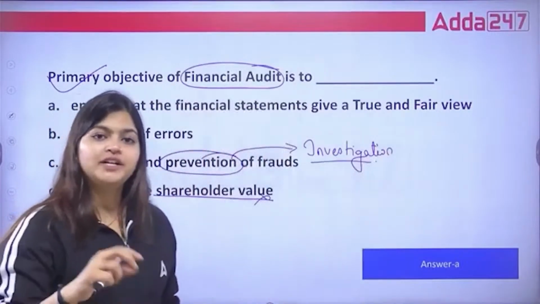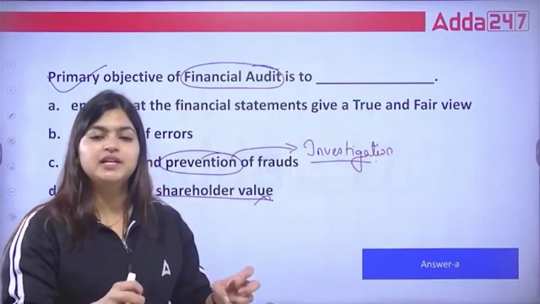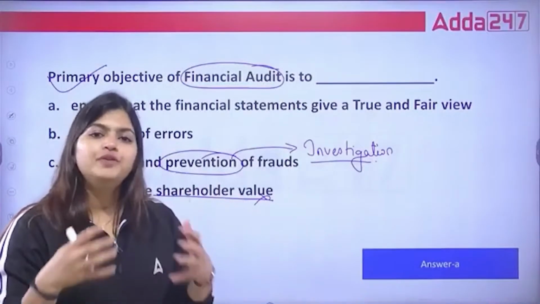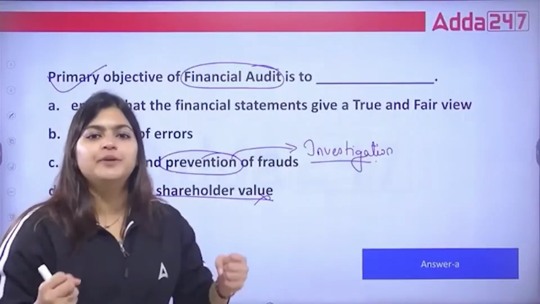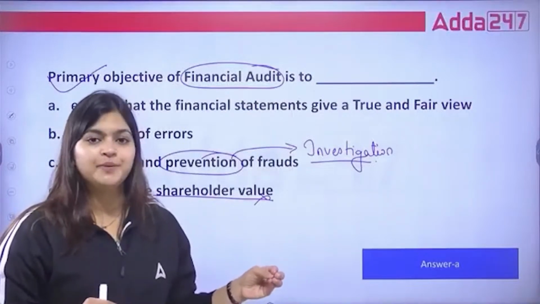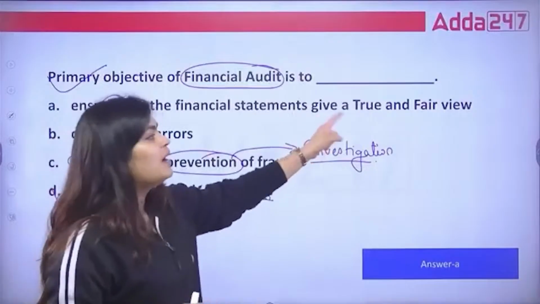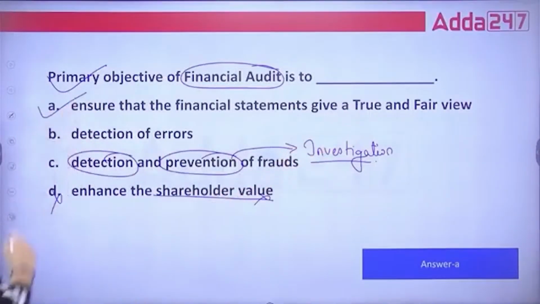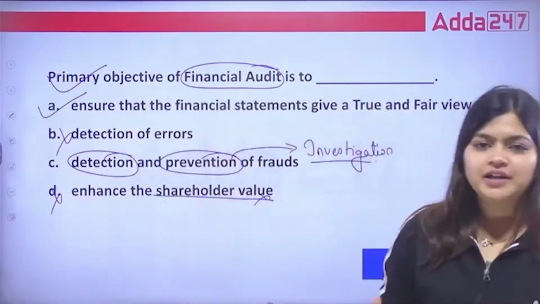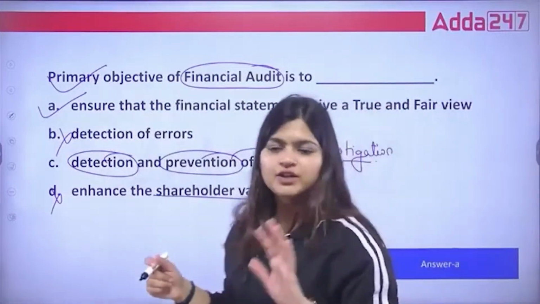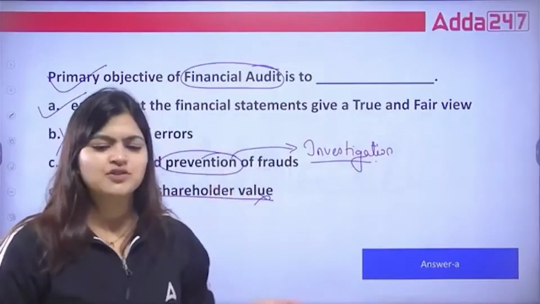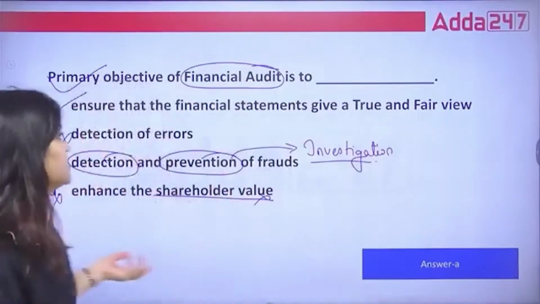There is a difference between audit and investigation. When you are investigating something, that time you are going to see 100% each and everything. But as an auditor, we are doing only the accuracy. Yes, not 100% surety we are saying. That is why we are using true and fair view. Correct? So the correct answer is answer A. Not detection of errors. We are not doing any identification of errors or any prevention of frauds. We are giving the true and fair view that yes, your financials are prepared accurately. So this is the correct answer A.